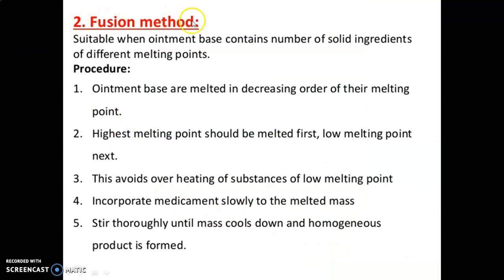Then the second one, fusion method, suitable when the ointment base contains a number of solid ingredients of different melting points. Procedure: ointment bases are melted in a decreasing order of their melting point. Highest melting point should be melted first, low melting point next. This avoids overheating of the substance of low melting point. Incorporate the medicament slowly to the melted mass. Stir thoroughly until the mass cools down and a homogeneous product is formed.